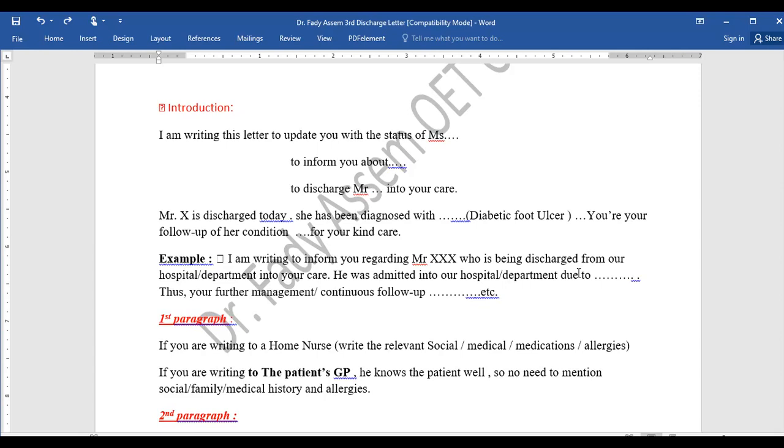As in the example that we can read here, I'm writing to inform you regarding Mr. X's condition, who is being discharged from our department into your care. He was admitted into our hospital for diabetic ketoacidosis attack or bronchogenic carcinoma management or any other diagnosis.